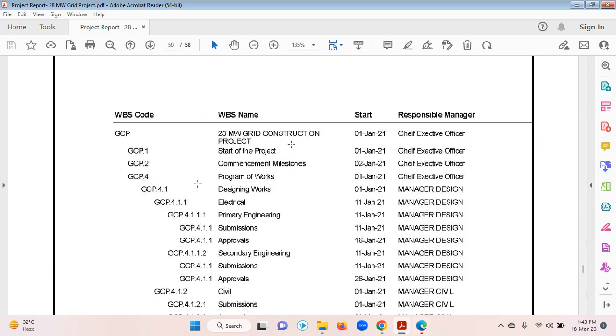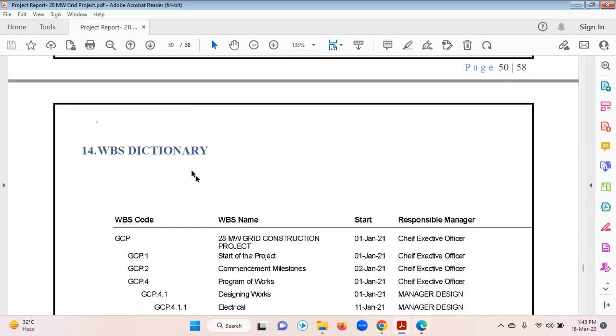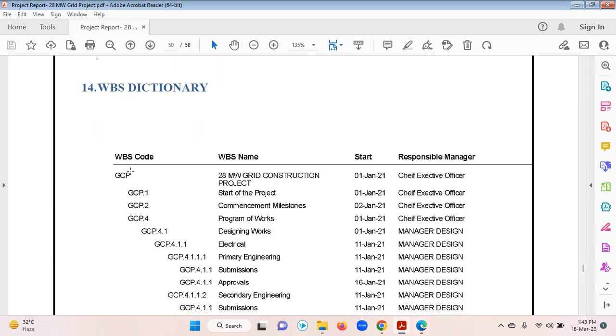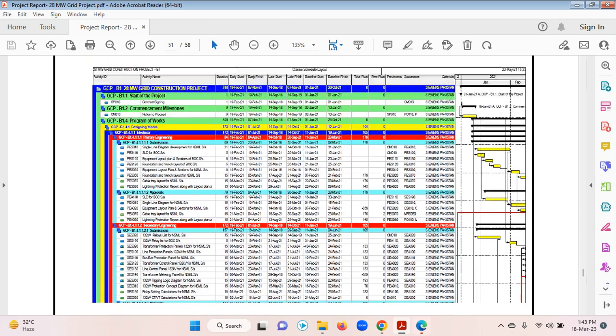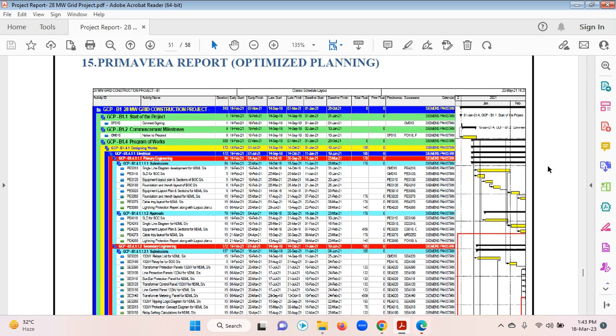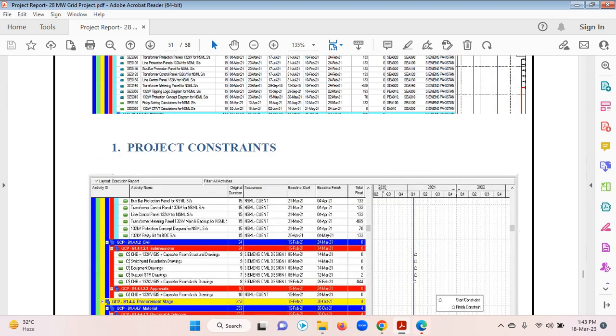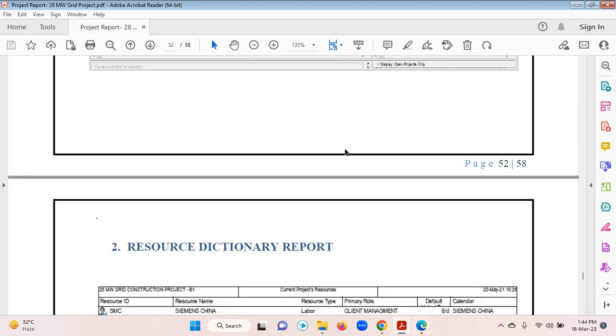This is the WBS dictionary that has been made in Primavera, which means on the left side the code comes, then the WBS name, start date, and the responsible manager. This is the Primavera report that has been generated, and I've pasted it in this report just to show the management the number of activities and the Gantt chart details. This is a project constraint report.